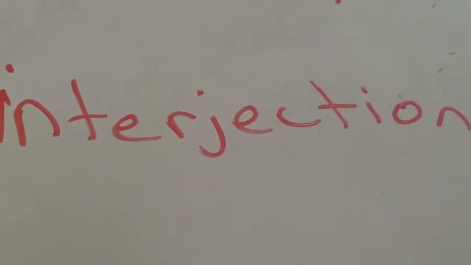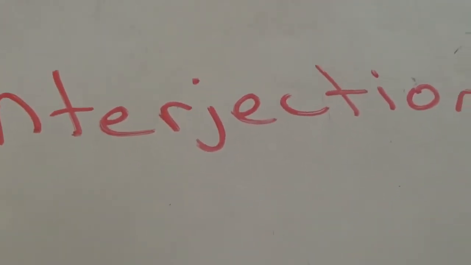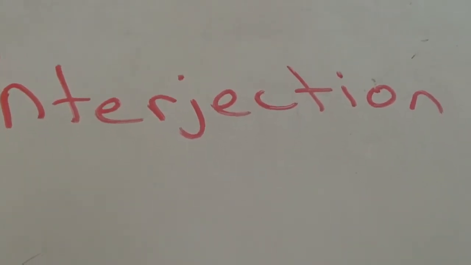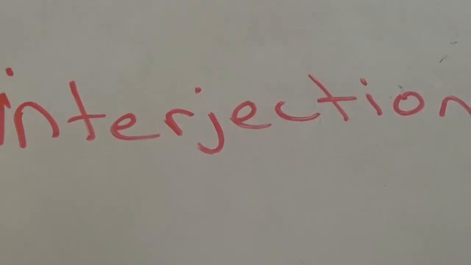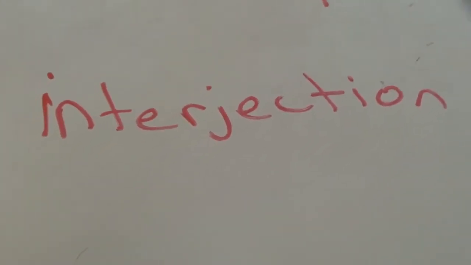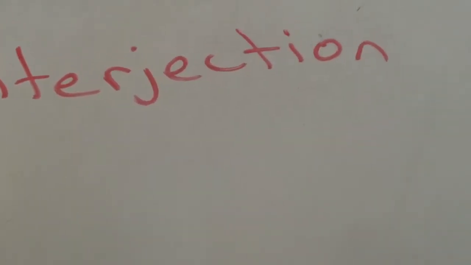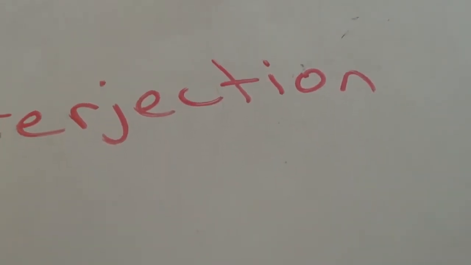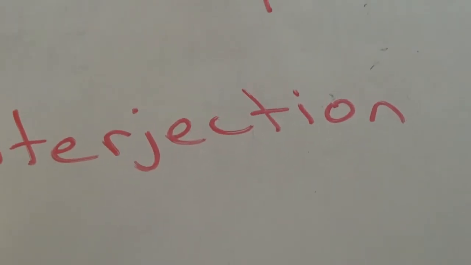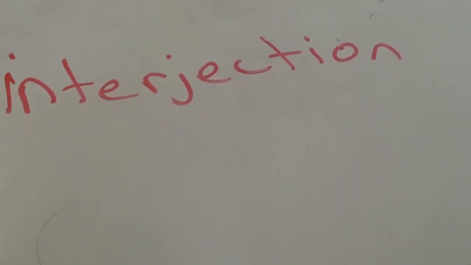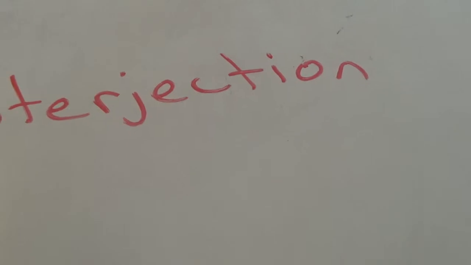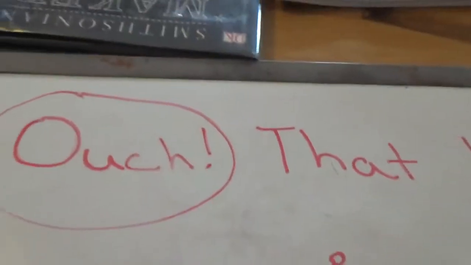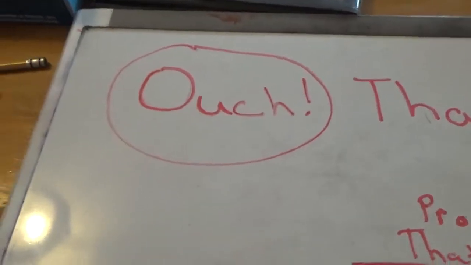An interjection is a word that expresses emotion, and an interjection has no grammatical relationship to the rest of the sentence. So it's not modifying anything. It's not serving as one of the main parts of the sentence, like the subject or the predicate or direct object or indirect object, or object of the preposition, or predicate adjective, or a predicate nominative. So it has no grammatical relationship to the rest of the sentence.